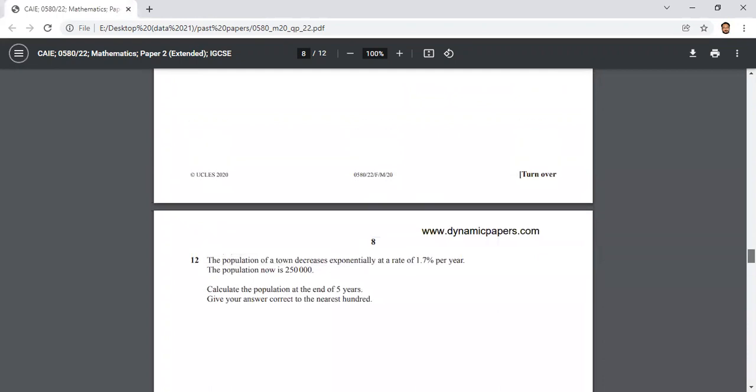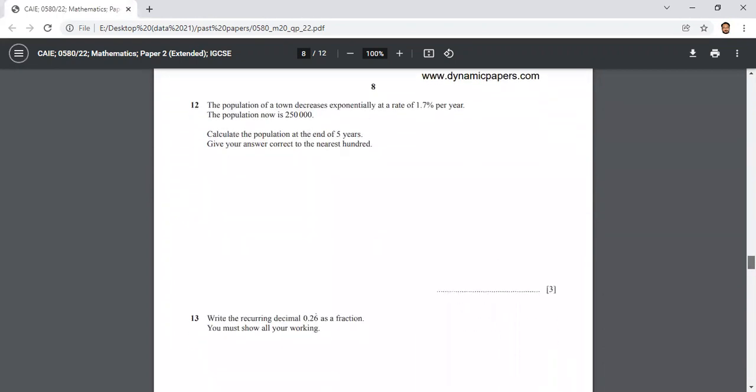This is question number 12. The population of a town decreases exponentially at a rate of 1.7% per year. The population now is 250,000. Calculate the population at the end of 5 years. Give your answer correct to the nearest 100. So here we will use the compound interest concept, but it decreases exponentially. So I will use this concept.